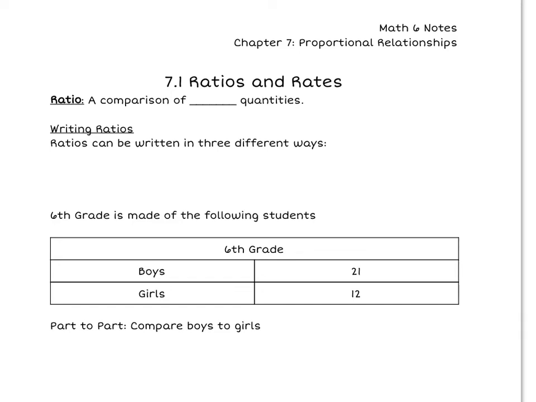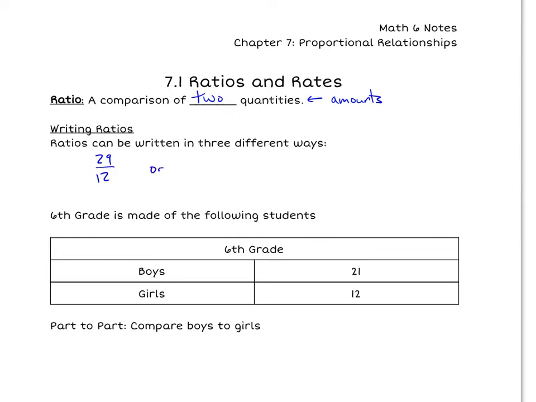7.1 Ratios and rates. Start off with a definition of a ratio. A ratio is a comparison of two quantities. Quantities being amounts. We can write ratios three different ways. You can write them like you write a fraction. So we could say 29 over 12, meaning you have 29 of one thing, 12 of another.